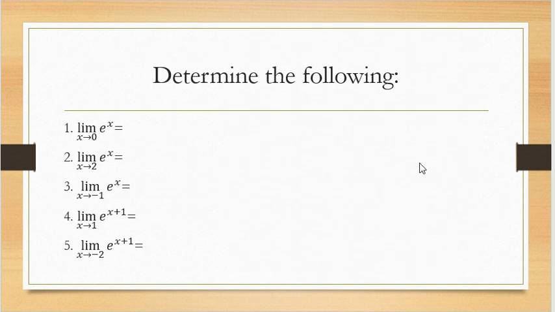Say, for example, we have this: the limit of e to the x as x goes to 0. We already know that the value equals 1. The limit of e to the x as x goes to 2: we have e squared. So the answer is e squared.